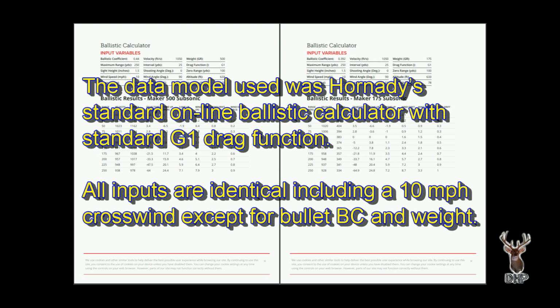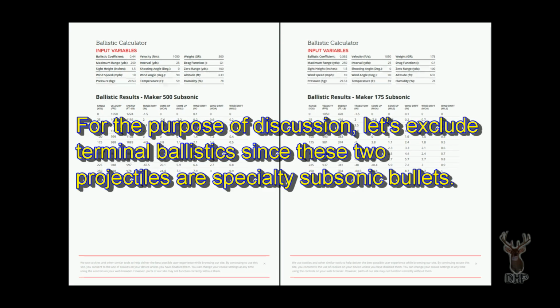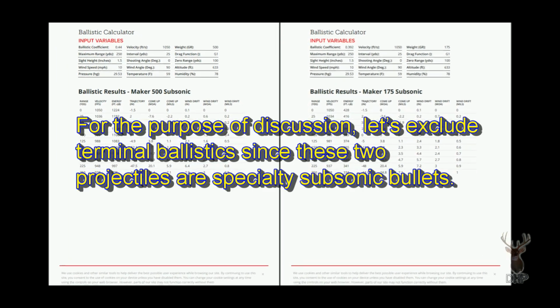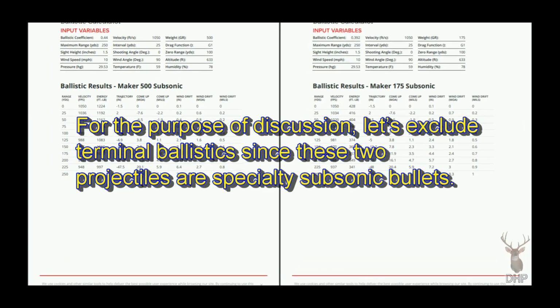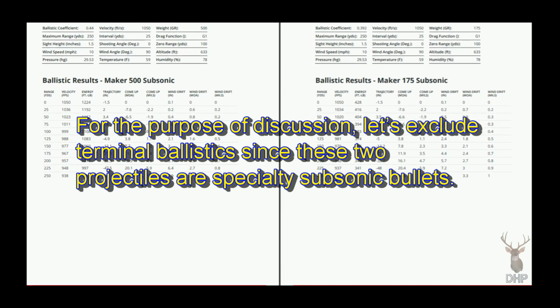The data model used was Hornady's standard online ballistic calculator with standard G1 drag function. All inputs are identical, including a 10-mile-an-hour crosswind, except for the ballistic coefficient and weight. For the purposes of discussion, let's exclude terminal ballistics since these two projectiles are specialty subsonic bullets.